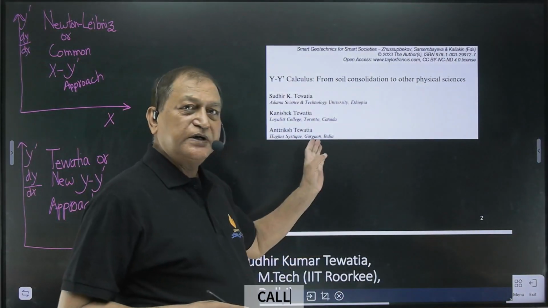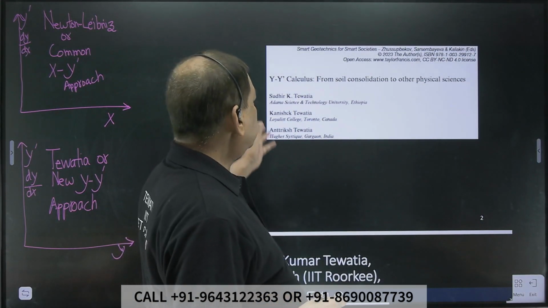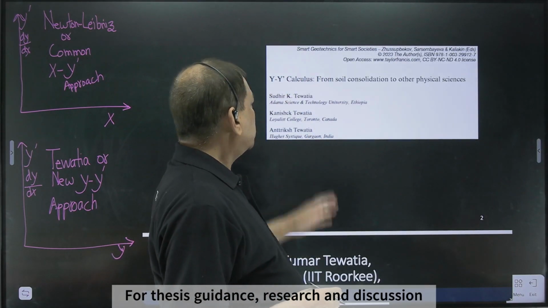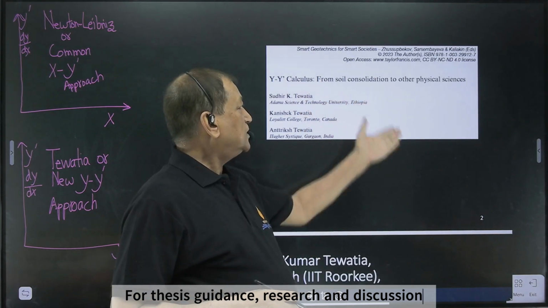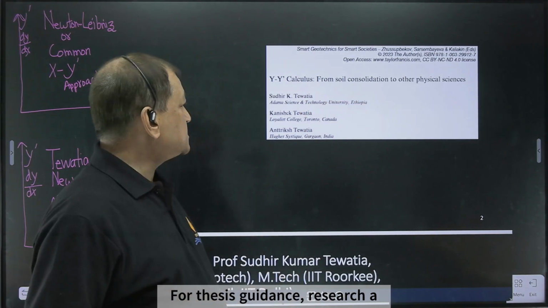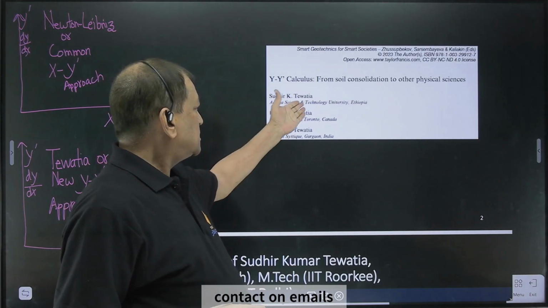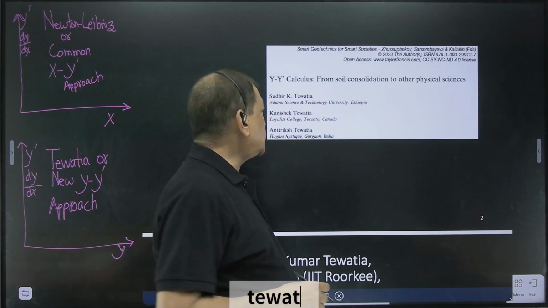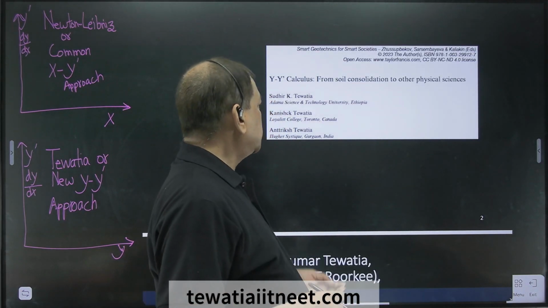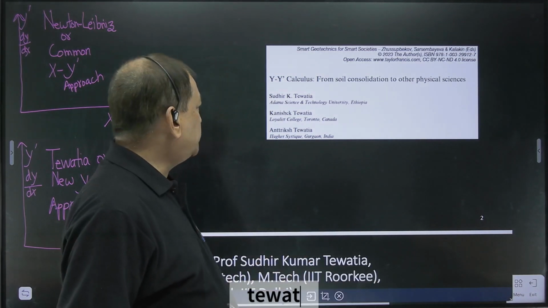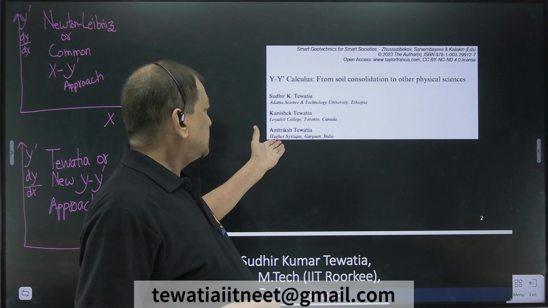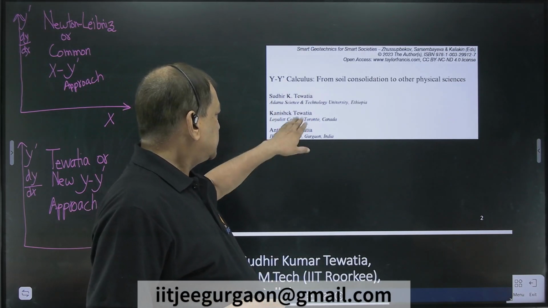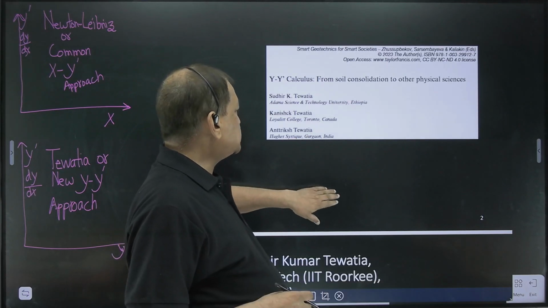So this is the paper we are discussing, part of the paper. This was published in Taylor & Francis Open Access: YY-Calculus from Soil Consolidation to Other Physical Sciences. These three authors are Sudhir K. Tewatia, myself, I was professor at Adama Science and Technology University, Ethiopia, at that time when we sent this paper for publication, Kanish Tewatia, and Antriksh Tewatia. Kanish Tewatia is from Toronto, Canada. Antriksh Tewatia is working in Hughes district, Gurgaon.